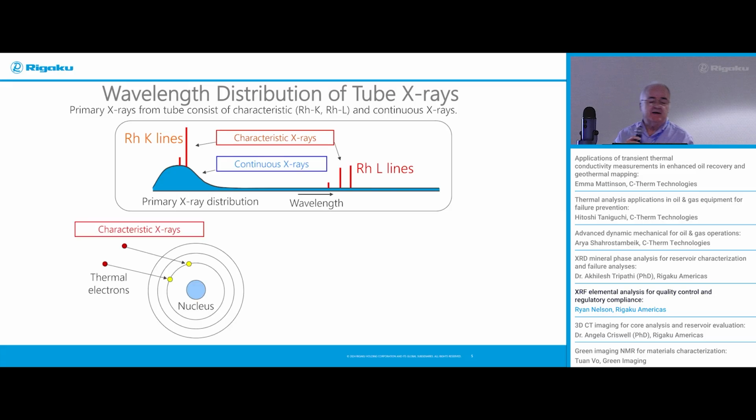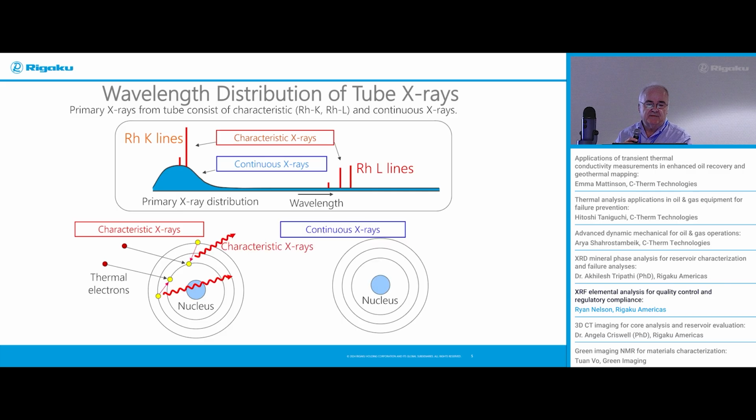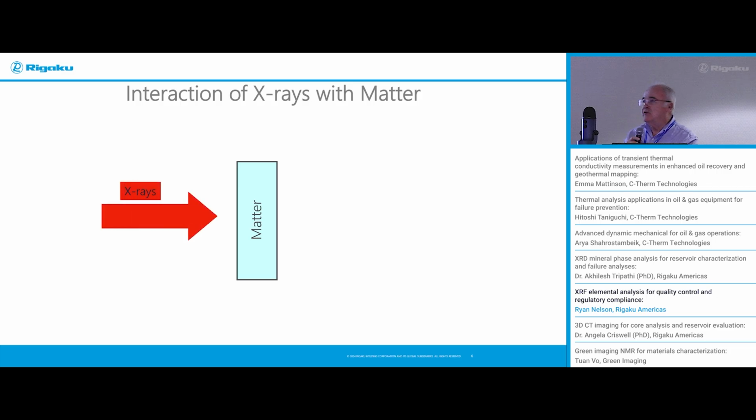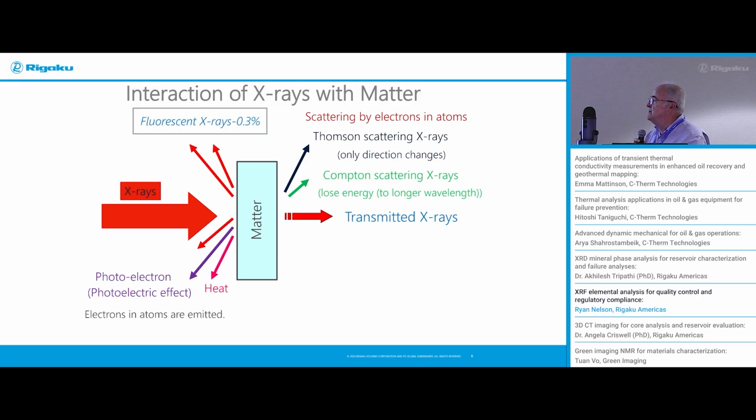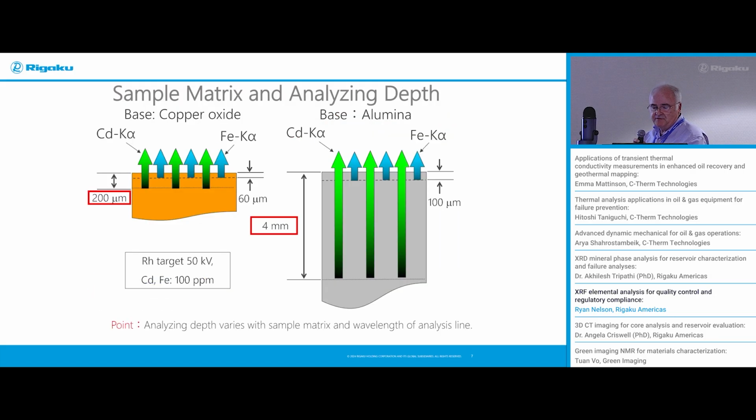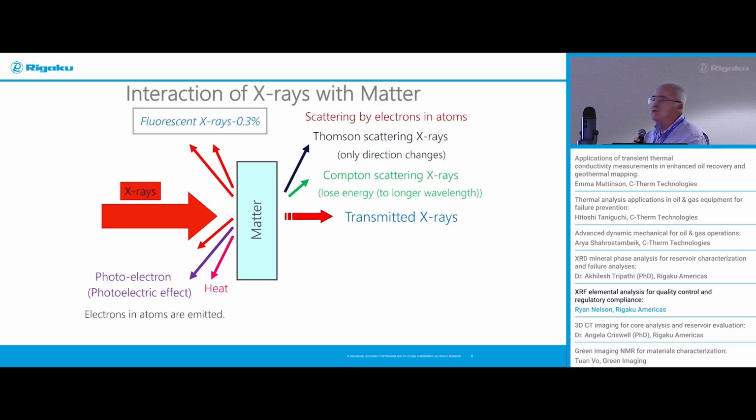And what's going on is we have the characteristic X-ray and electrons impacting the anode material and generating the primary beam characteristic, and then the continuum from that. And the interactions with the material, of course, is heat, transmitted, and then you have scattered and Compton scatter based on the average atomic number, photoelectron, and then fluorescent, which is typically only 0.3%. So most of it is heat.